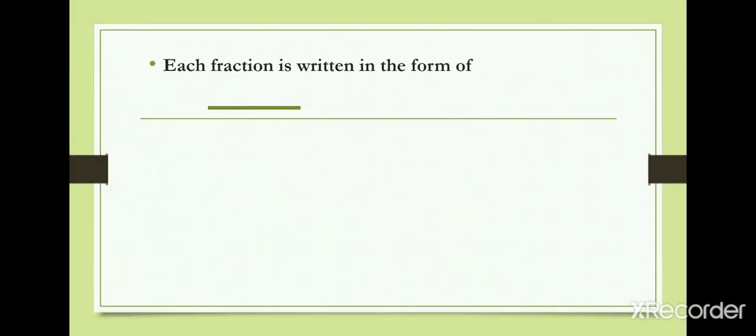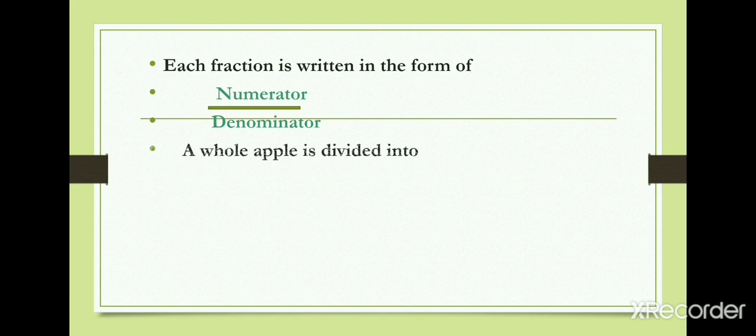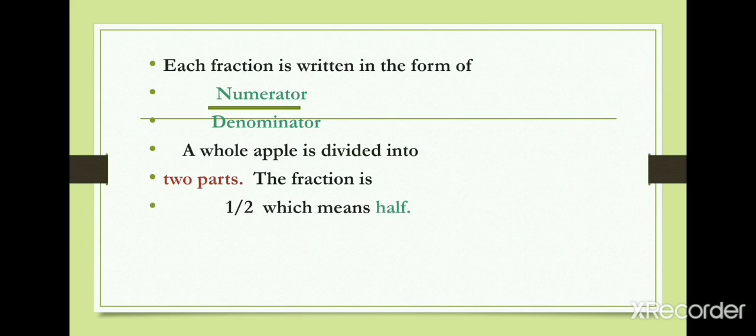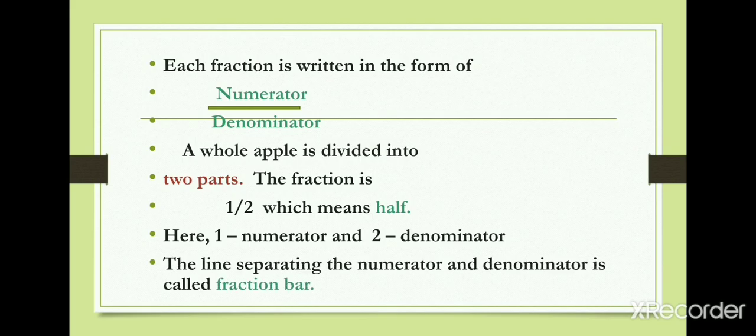Each fraction is written in the form of numerator divided by denominator. A whole apple is divided into two parts. The fraction is 1/2, which means half. Here 1 is the numerator and 2 is the denominator. The line separating the numerator and denominator is called the fraction bar.